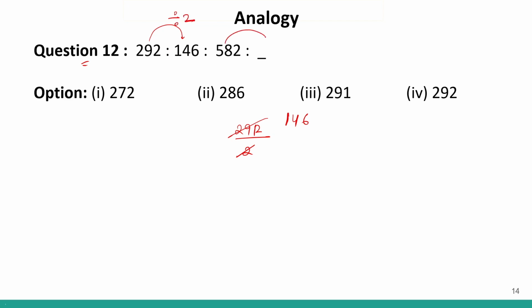So, we'll do the same thing in the second pair. We'll divide it by 2. So, 582 divided by 2. How much will I get? 2. 2 times will give me 4. 1 will be carried. 9 times will give me 18 and 1 time will give me 2. So, 291 will be the answer, which is given in option number 3. So, option number 3 will be the correct answer to this question.